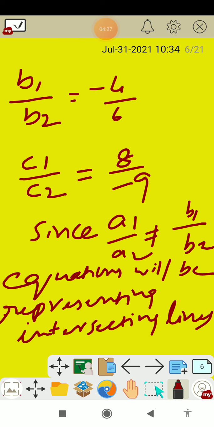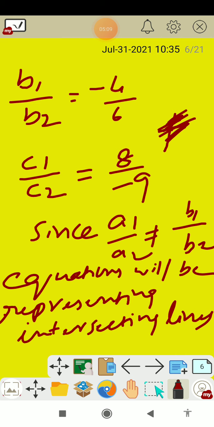Since a1 by a2 is not equal to b1 by b2, where a1 by a2 is 5 by 7 and b1 by b2 is minus 4 by 6, the equations represent intersecting lines. You should remember this point: if a1 by a2 is not equal to b1 by b2, the lines are intersecting lines. This type of line is called intersecting. Understand? This is an example I am telling you.